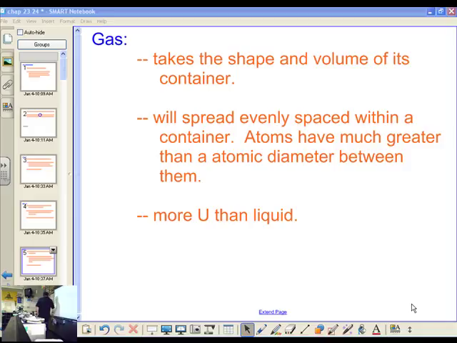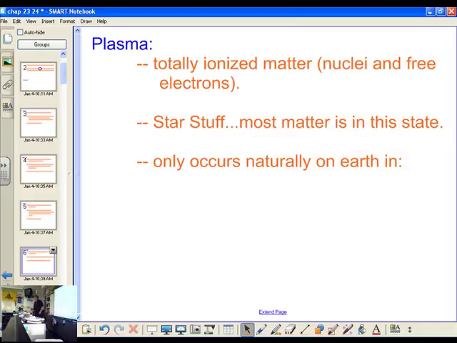So these are said. Our last state is plasma. Now at this point, it's just atoms. There are no compounds anymore. No water. There's no such thing as water in the plasma state. It would be just hydrogen, oxygen loose. This is totally ionized matter. Nuclei and free electrons. Extremely high temperatures.